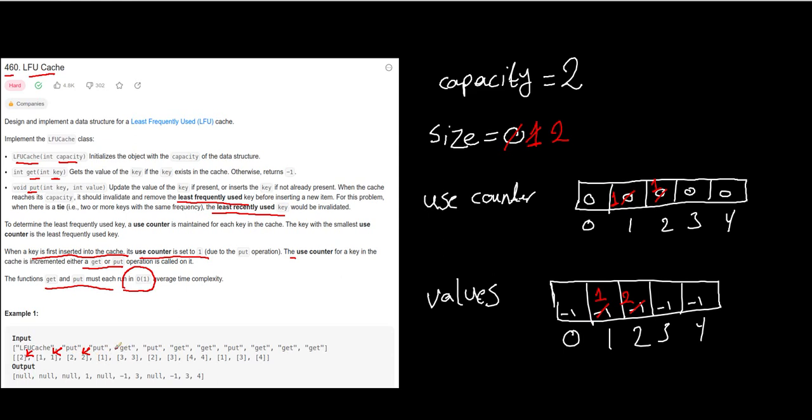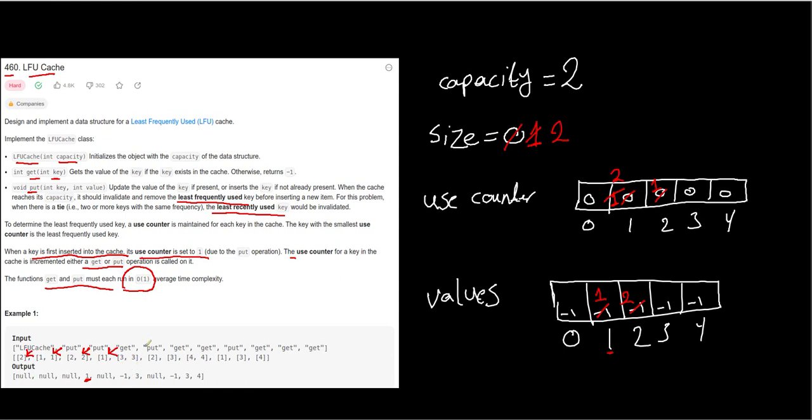Then we have this call, get 1. Now we should return the value of key 1. The value is 1, so we print 1 in the output, and since we call the get operation, the counter will be increased by 1, so the value is 2.